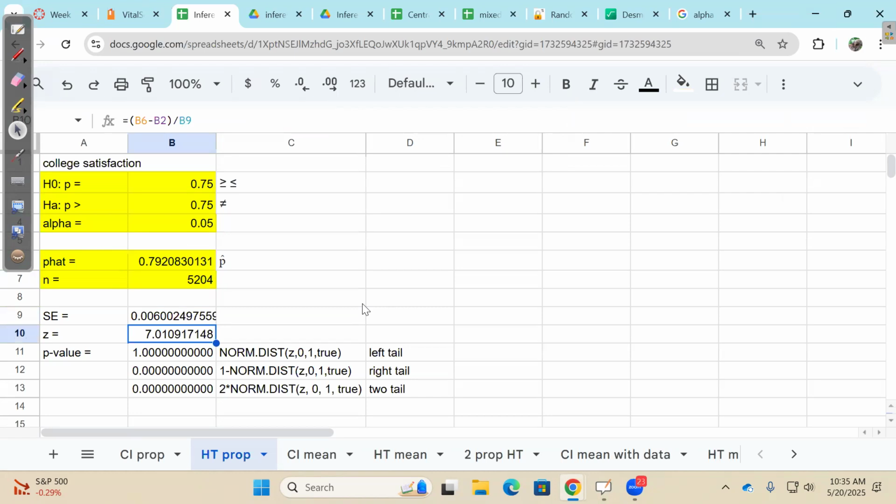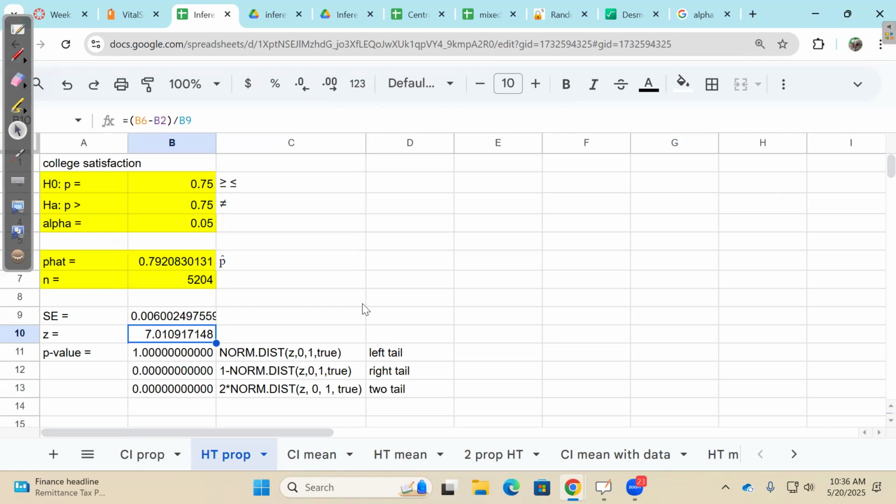So again, what I'm looking for when I'm running a hypothesis test is: is the Z-score close to 0 or is the Z-score far from 0? If it's close to 0, then the sample is like what the null says it should be. If it's far from 0, then the sample is very different from what the null says it should be. Okay? And here we're finding that it's significantly more than 75%.